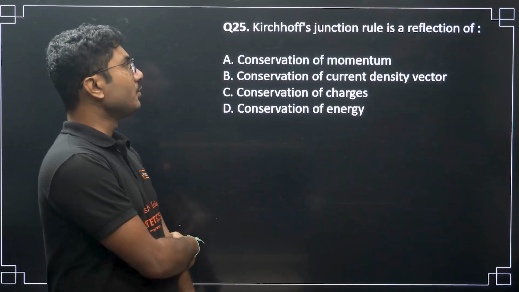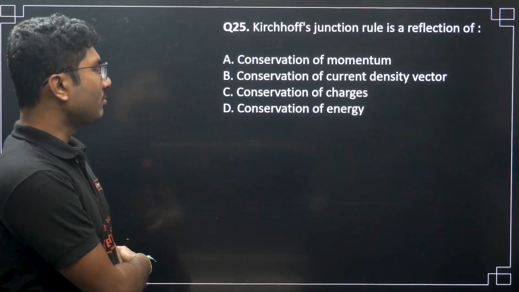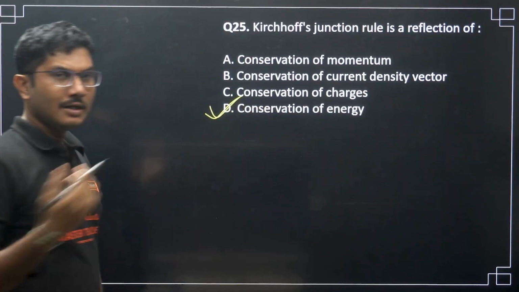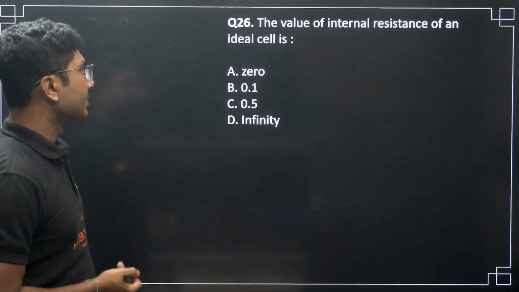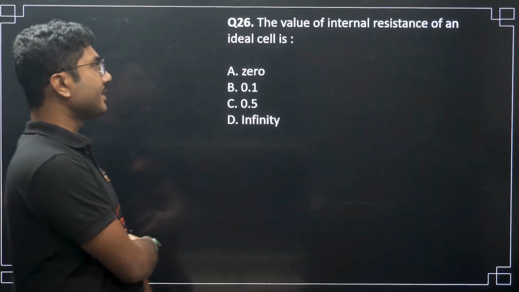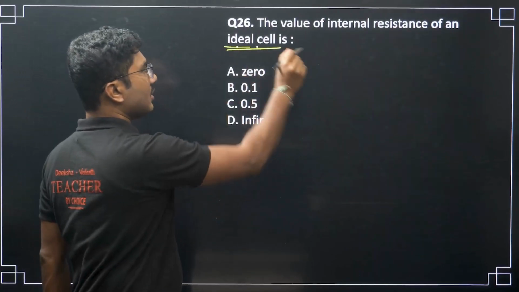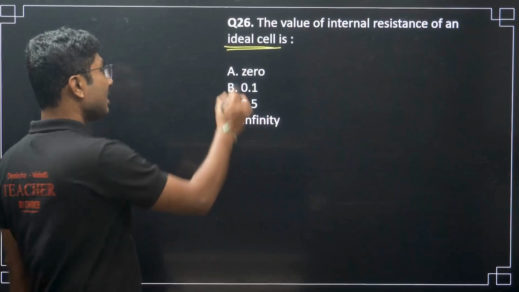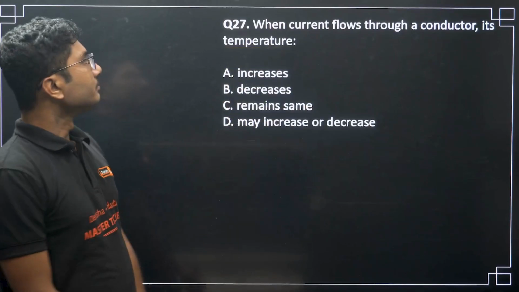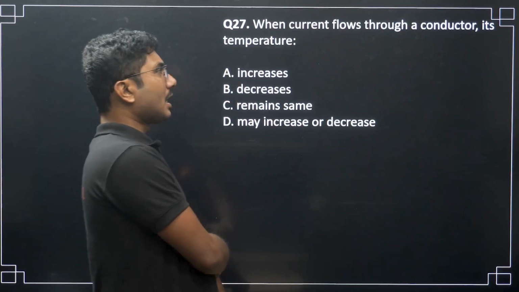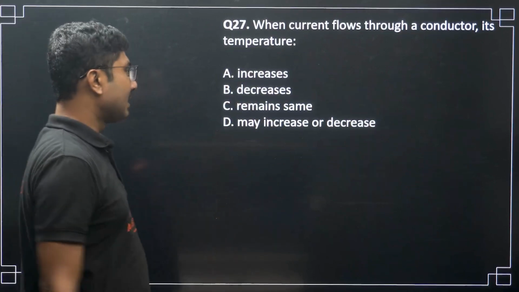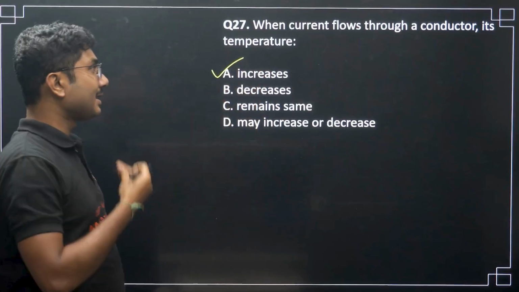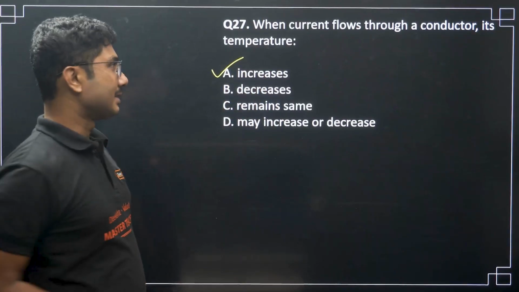Kirchhoff's junction rule is the reflection of conservation of momentum. Junction rule is conservation of energy, and loop rule is conservation of charges. The value of internal resistance of an ideal cell. If it is ideal, that means it should not have any internal resistance, so it must be 0. When current flows through a conductor, its temperature generally increases. Okay, if it is a normal ohmic conductor, then its temperature increases.